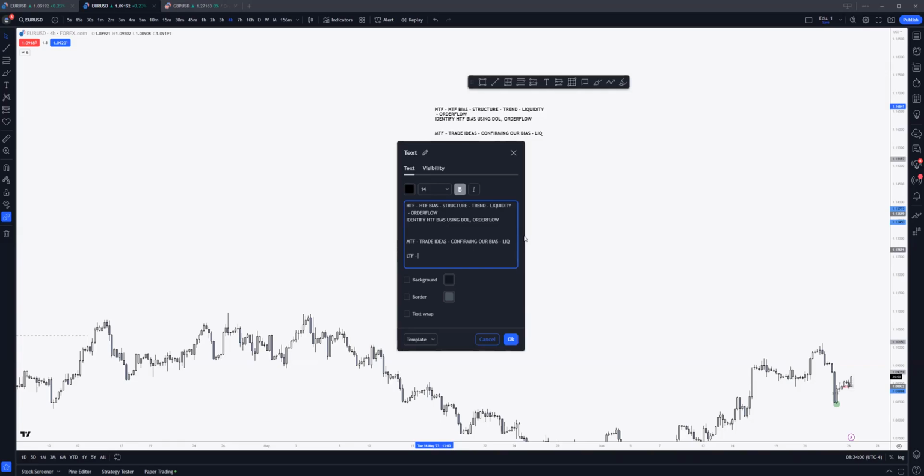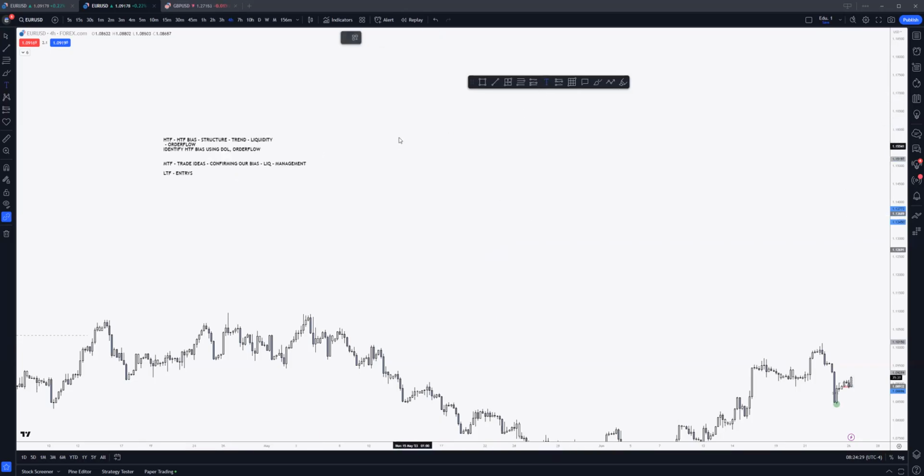LTF. What is the role of the LTF? Entries. Potential entries, I guess. Yeah. Okay, anything else? Liquidity, fair value gaps. I mean, that's all part of the entry. Yeah, all part of the entries. Okay, that's the only answer there is, entries, period. Okay, MTF as well is for management.